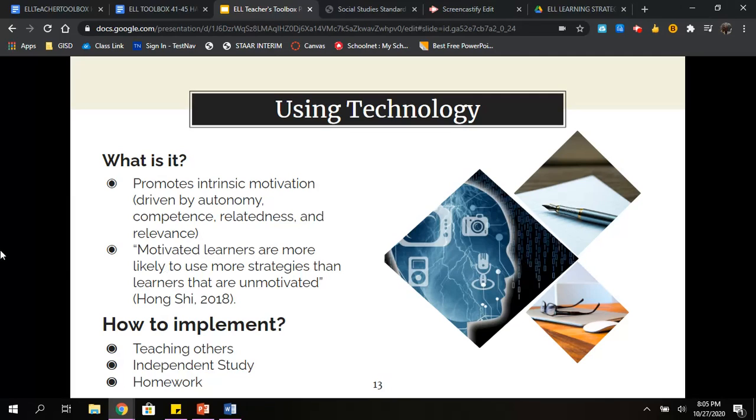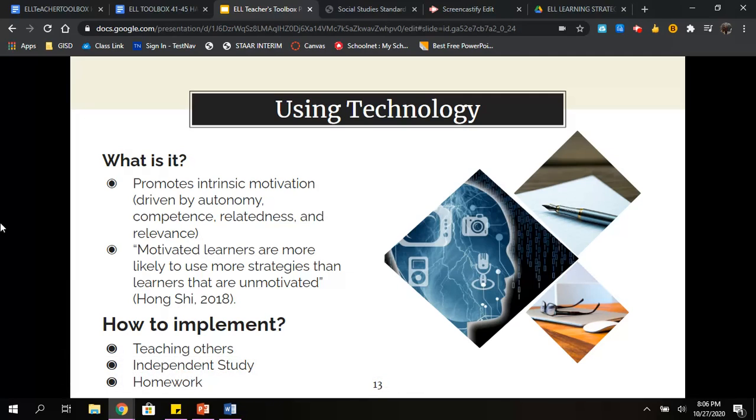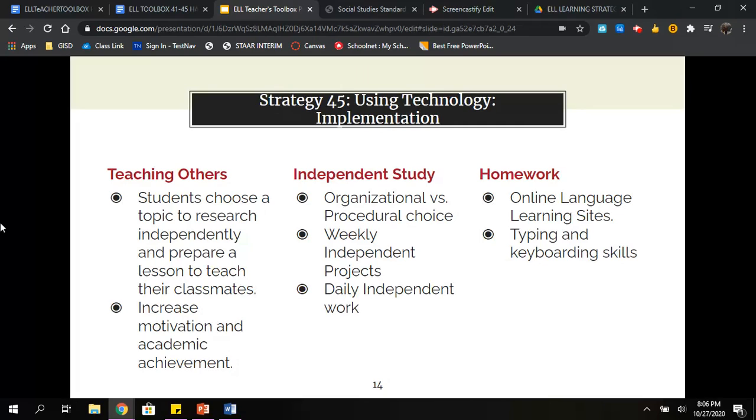Hong Shi talks about how motivated learners are more likely to use more strategies than learners that are unmotivated. In order to implement this strategy, we can provide English language learners the opportunity to teach others. Using technology can be provided in independent work as well as through homework. Students can teach others by choosing a topic to research independently and preparing a lesson to share with their classmates. A learning opportunity like this can lead to increased motivation and increased academic achievement.